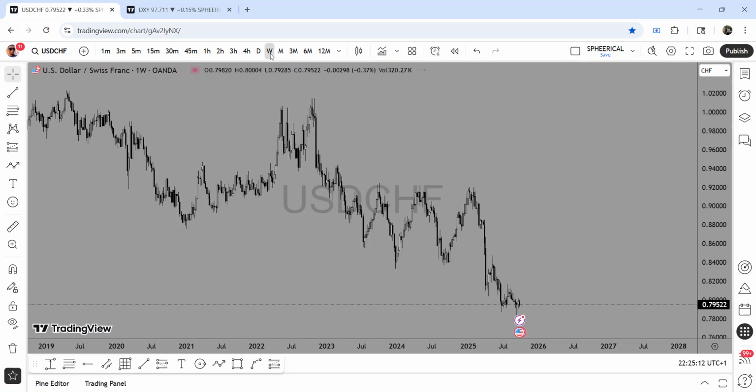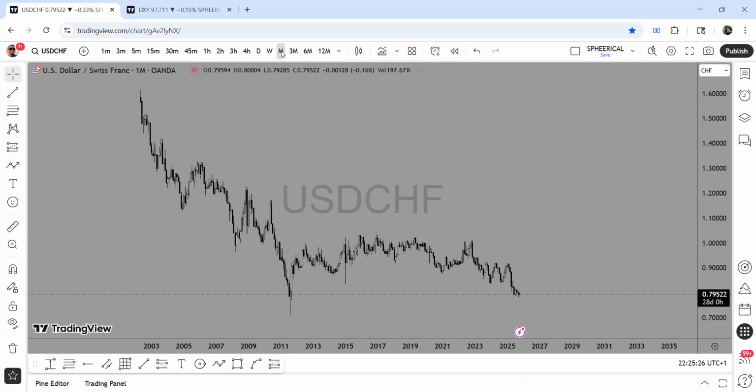In my own analysis, whenever I want to analyze any coin or any pair, I used to start with 1 month. I do my top down analysis first. Let's just start with 1 month so that we can see the general overview of the market direction.